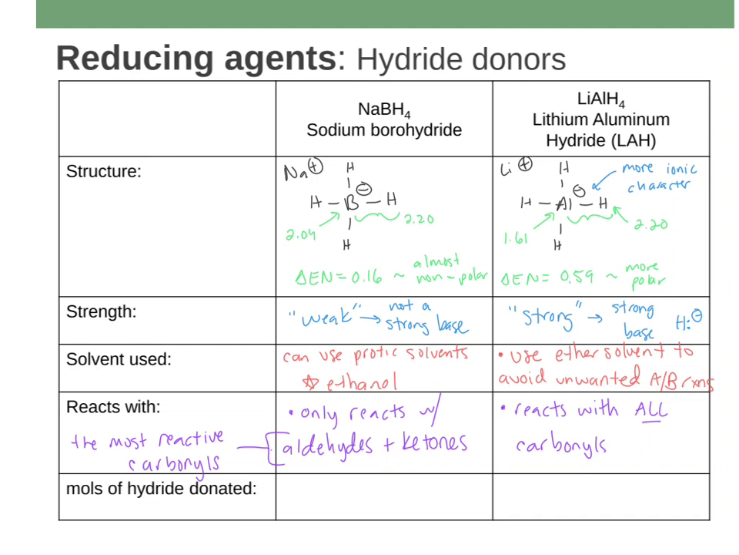aldehydes and ketones. And then the last little bit of this here is how many moles of hydride per 1 mole of reagent do you get? Sodium borohydride is basically only good for 1 mole. 1 mole of hydride per mole of sodium borohydride. It's only really good for about 1. So you add it in stoichiometric amounts, 1-to-1 ratios, to reduce whatever you want.